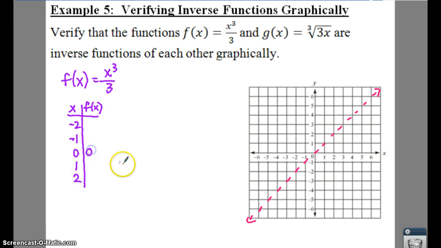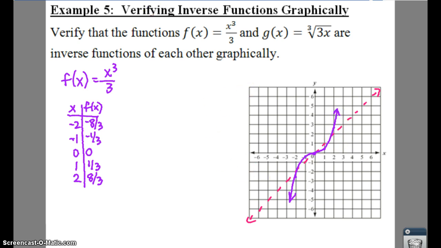We're just going to plug in -2, -1, 0, 1, and 2. If you plug a 0 in, you get a 0. You plug a 1 in, well, 1 to the third is 1, over 3 is 1/3. So you go over 1, up a third, right about here. Go over 2, well, that's 8/3, so over 2, up 2 and 2/3. That'd be up here. If you plug a -1 in, that gives you -1/3, and -2 will give you -8/3. So if we graph each of these points, back 1, down 1/3, and back 2, down 2 and 2/3, we get a graph that looks something like so, continuing going down and continuing going up.